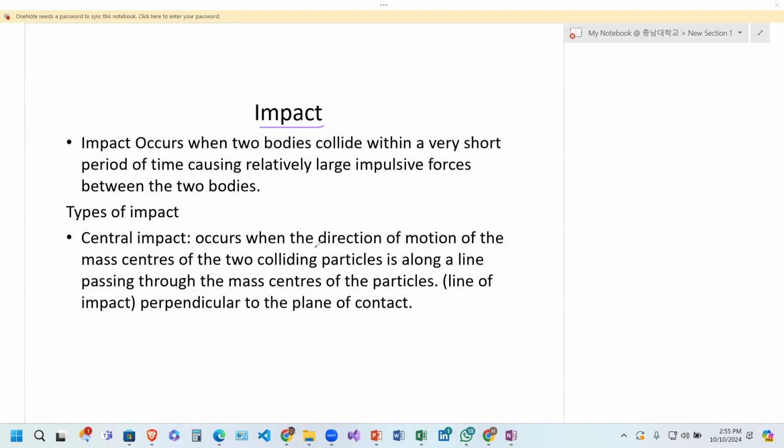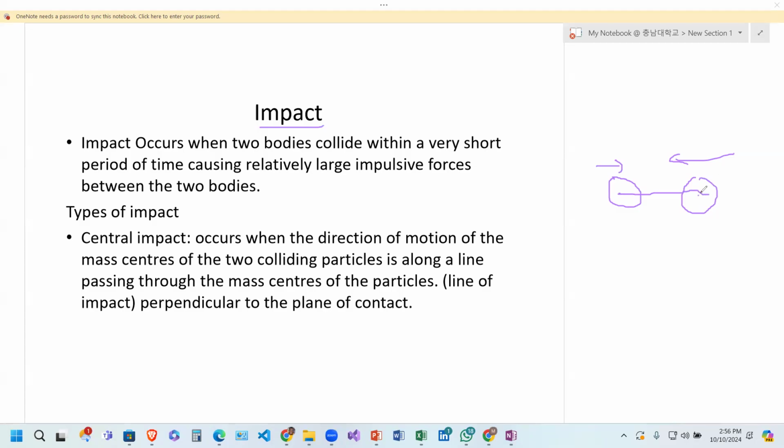It occurs when the direction of motion of the mass centers is along a line. Now listen, we're looking at bodies: one body, another body, and we have the mass centers. Central impact occurs when the direction of motion of the mass centers of the two colliding bodies is along a line passing through the mass centers. So if this is the center and this is the center, there should be a line through the centers.